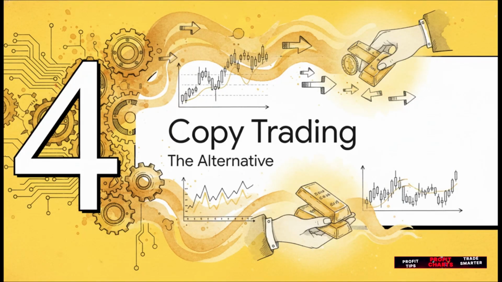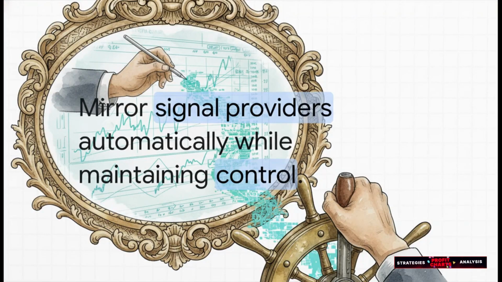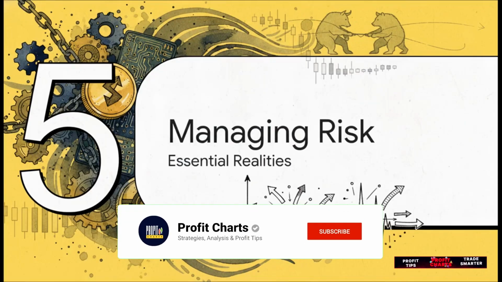All right, section 4. The copy trading alternative. If you don't want to build your own bot, copy trading platforms connect you directly with top-performing signal providers. You just allocate your funds, and your account automatically mirrors their exact trades in real time. It's an entirely hands-off solution. You maintain control of your balance and risk parameters, but you're outsourcing the actual execution to someone else's algorithmic or manual edge.